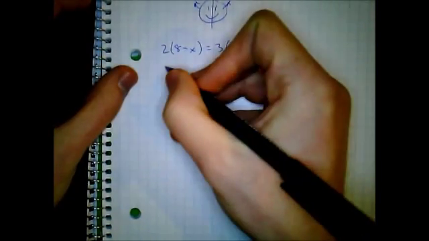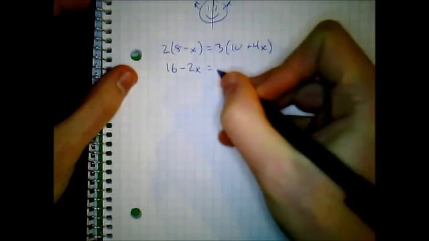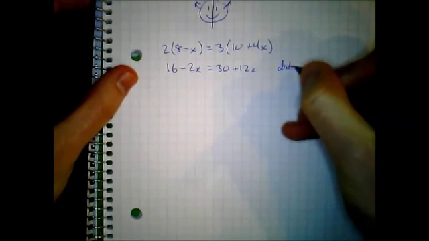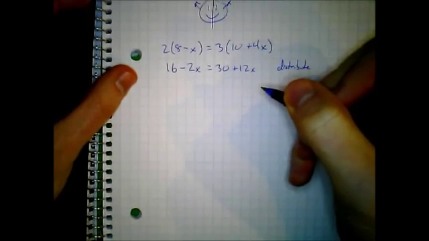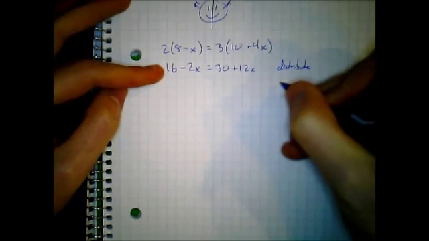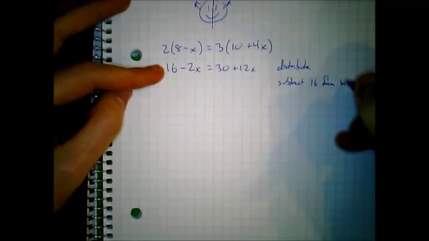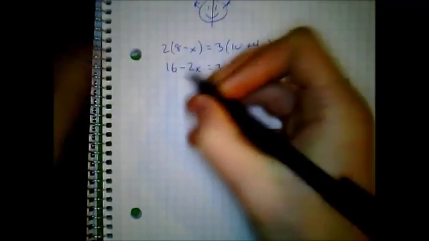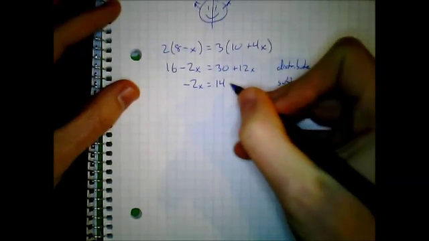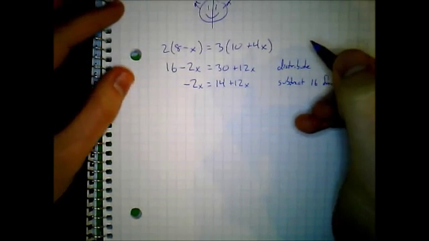So we do 2 times the group. So 2 times 8 is 16. 2 times minus x is minus 2x. 3 times 10 is 30. And 3 times 4x is 12x. Okay, next I notice I have positive 16 units on the left. I have a positive 30 units on the right. So I can subtract 16 from both sides. So 16 take away 16 is gone, leaving only my negative 2x's. 30 take away 16 leaves me with 14 plus 12x.